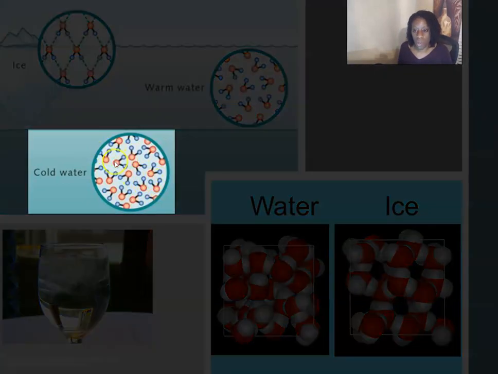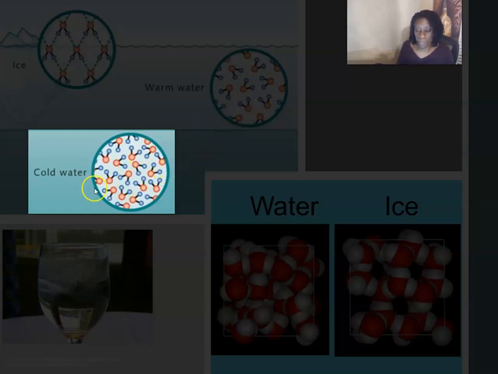So let's look here at this circle. So here we see that the water molecules are coming closer together. Now we still have to leave space for those hydrogen bonds. But remember, when water is in the liquid state, the hydrogen bonds are forming and breaking and forming and breaking. So that kind of allows the water molecules to get a little closer together because the bonds keep forming and breaking.